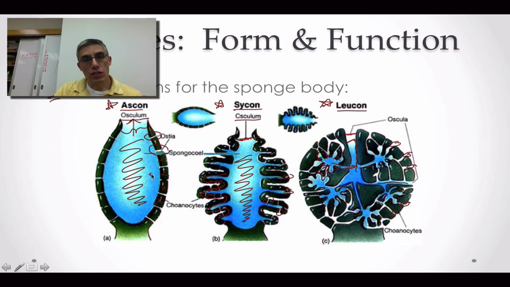So these tend to stay small, not a lot of surface area, a little bit more infolding, going to give a little bit more surface area, so these tend to get a little bit larger, and then the leuconoids can actually be the ones that maybe get up to about 2 meters in length.